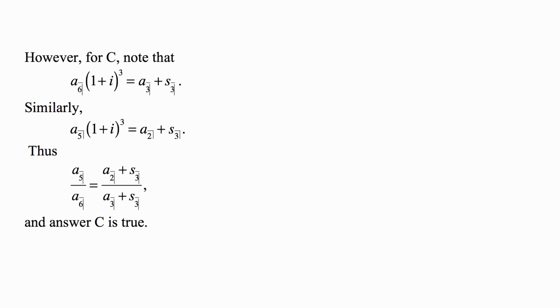And therefore, if you take the ratio of a angle 5 over a angle 6, that's the same as the ratio of both of them multiplied by (1 plus i) cubed. The ratio is unchanged by that. And that must then be equal to a angle 2 plus s angle 3 divided by a angle 3 plus s angle 3. And answer C is true.